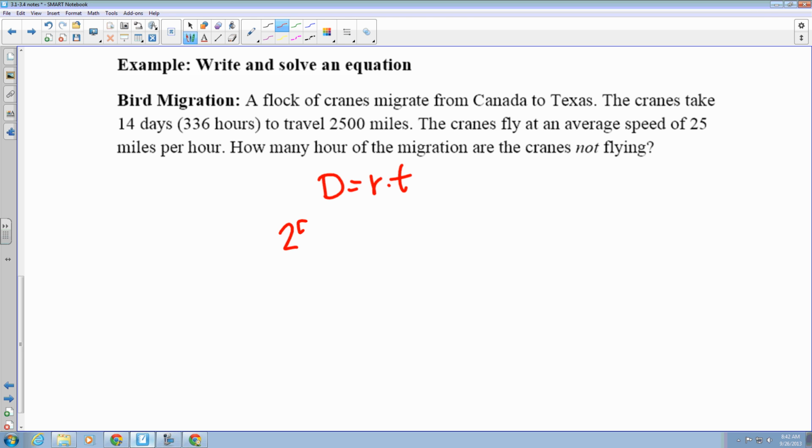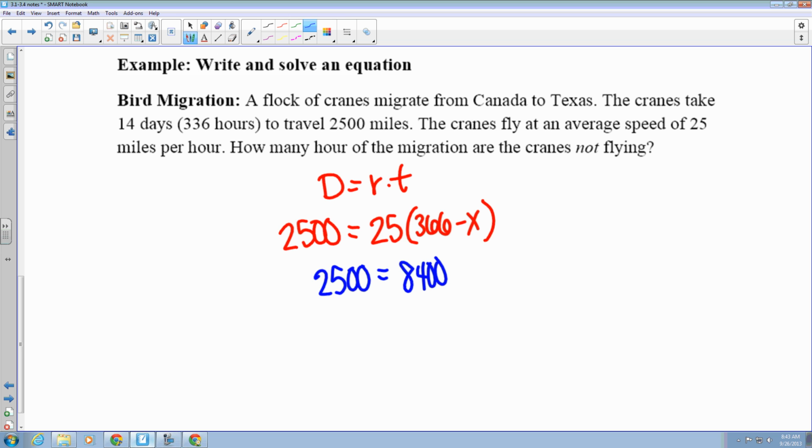We are traveling 2,500 miles. Our rate is 25 miles per hour. And the time is what we're concerned with now. We have 336 hours. We want to know how many of those they're not flying, so we subtract the x in the parentheses. Distribute that 25 into the parentheses, so 2,500 equals 8,400 minus 25x.